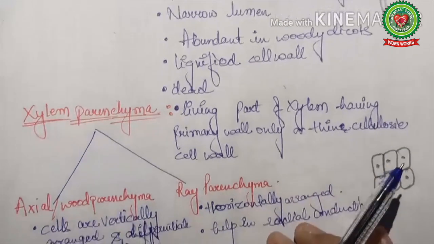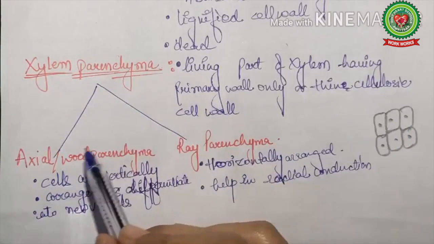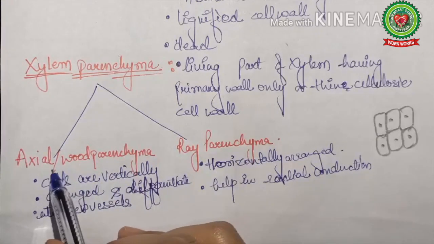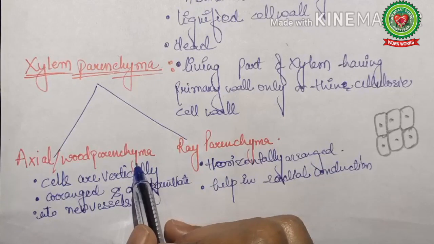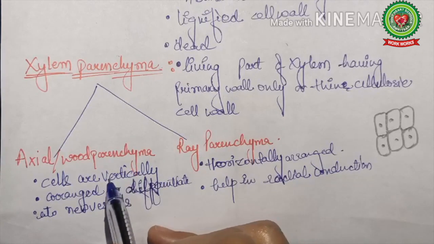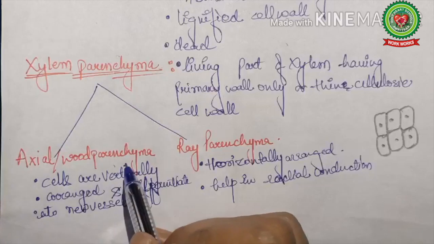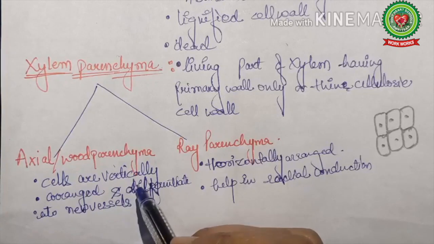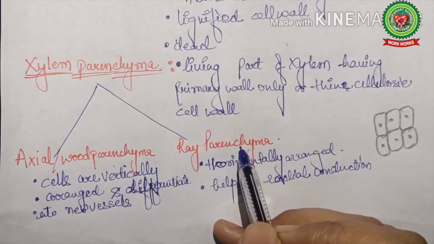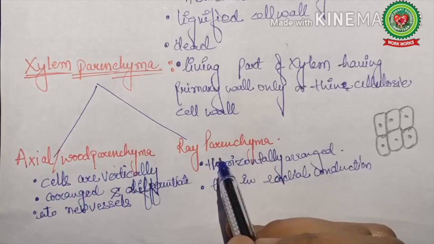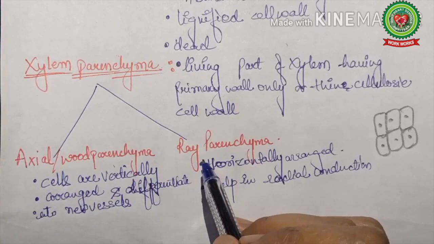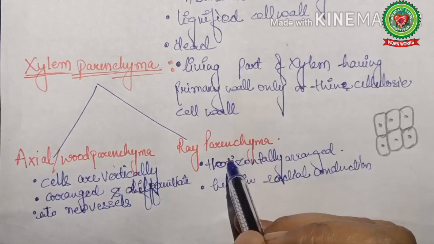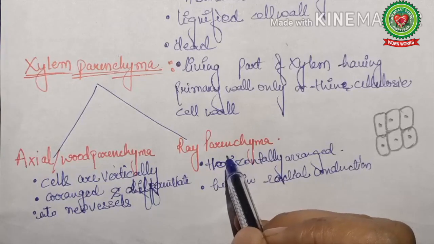Now, xylem parenchyma is further divided into two types. That is axial or wood parenchyma, and second one is ray parenchyma. Axial or wood parenchyma is actually the cells which are arranged vertically, and they help in the formation of new vessels. These are arranged vertically and they differentiate into new vessels. Second one is ray parenchyma, which are arranged horizontally and they help in lateral or radial conduction of water. Along with that, it also helps in storage of some quantity of food.